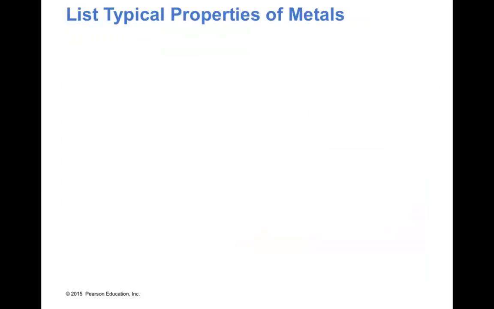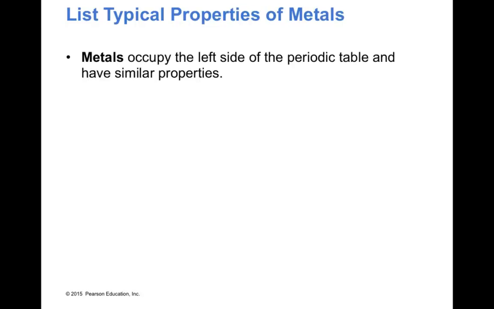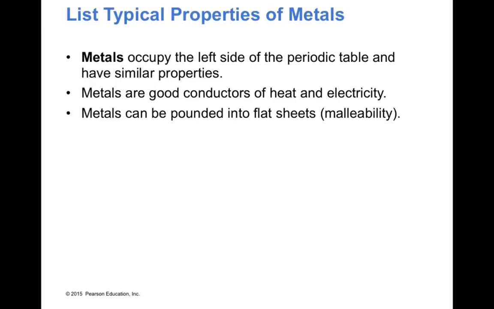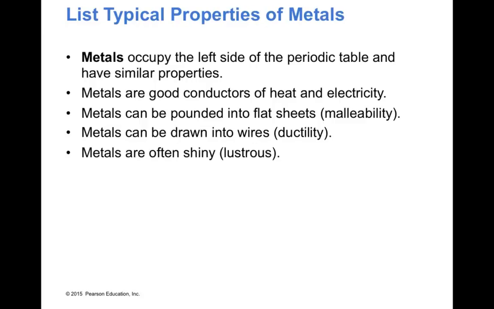So let's talk about the metals, some characteristics and properties of the metals. Metals occupy the left side of the periodic table, as I mentioned before, and have similar properties, which are that they are good conductors of heat and electricity. Also, metals can be pounded into flat sheets. This is called malleability. Metals can be drawn into wires, which is known as ductility, and also they are often shiny or lustrous. Okay, so these are three very important characteristics of the metals: malleability, ductility, and luster.